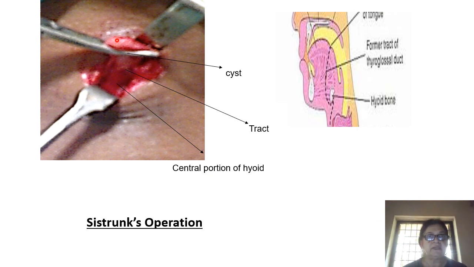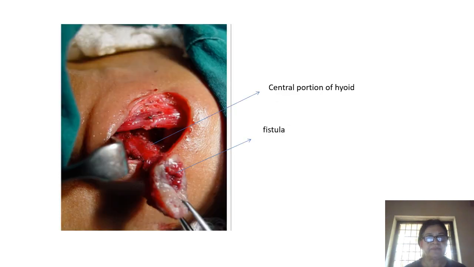You can see here, again, this is a zoom view. The cyst is there. This has been nicely dissected and it's going up to the hyoid, and you need to excise this part of the hyoid. You can see it in the resected specimen. Again, this is a fistula we have dissected, and this is the central portion of the hyoid exposed well to excise.